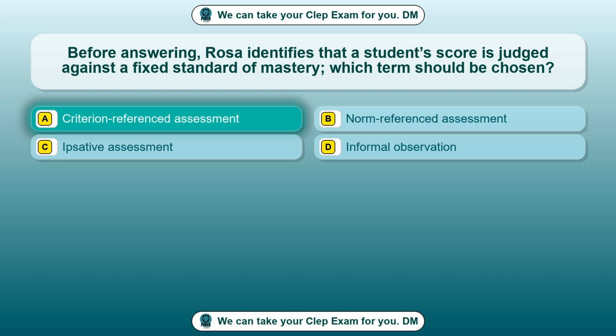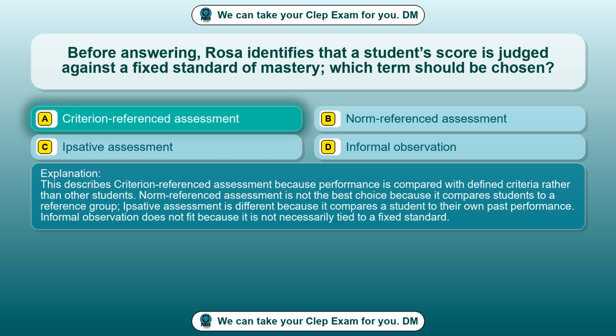Criterion referenced assessment. This describes criterion referenced assessment because performance is compared with defined criteria rather than other students. Norm referenced assessment is not the best choice because it compares students to a reference group. Ipsative assessment is different because it compares a student to their own past performance. Informal observation does not fit because it is not necessarily tied to a fixed standard.